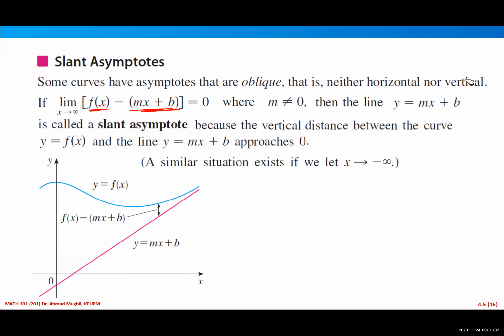Now, this is important, and this is, I think, what is new for you. You didn't apply this idea, shabab, in Math 001 or 002. To find the slant asymptote, you need to check this.